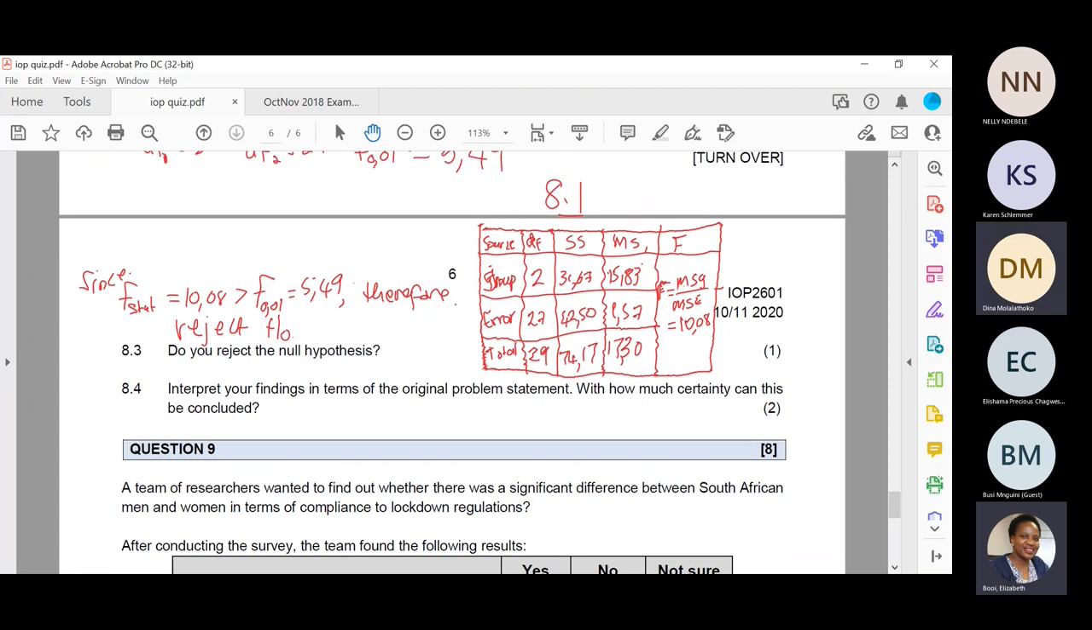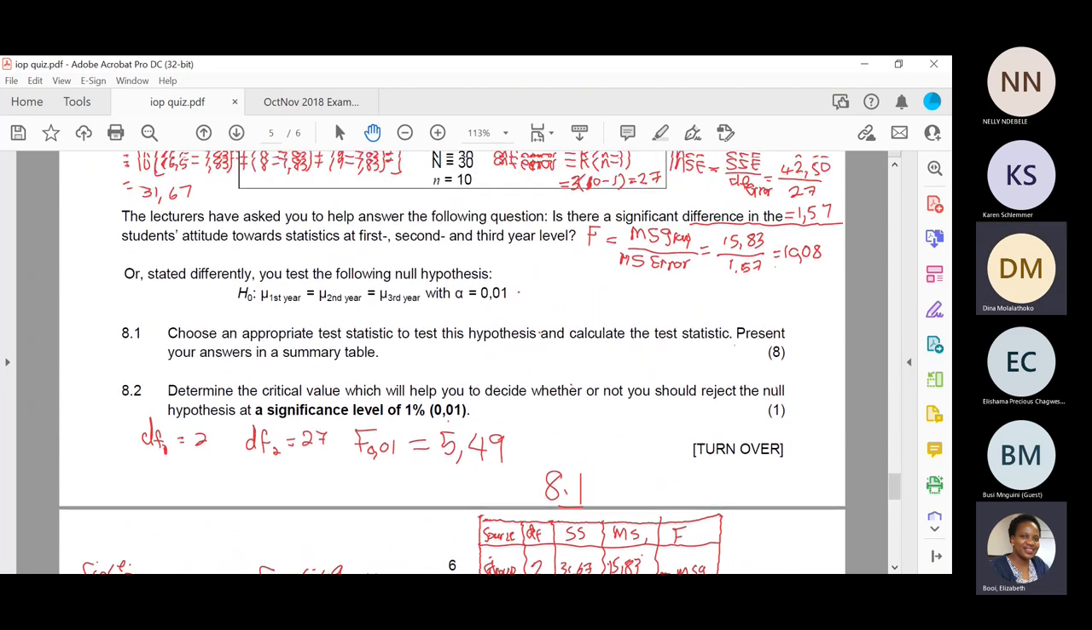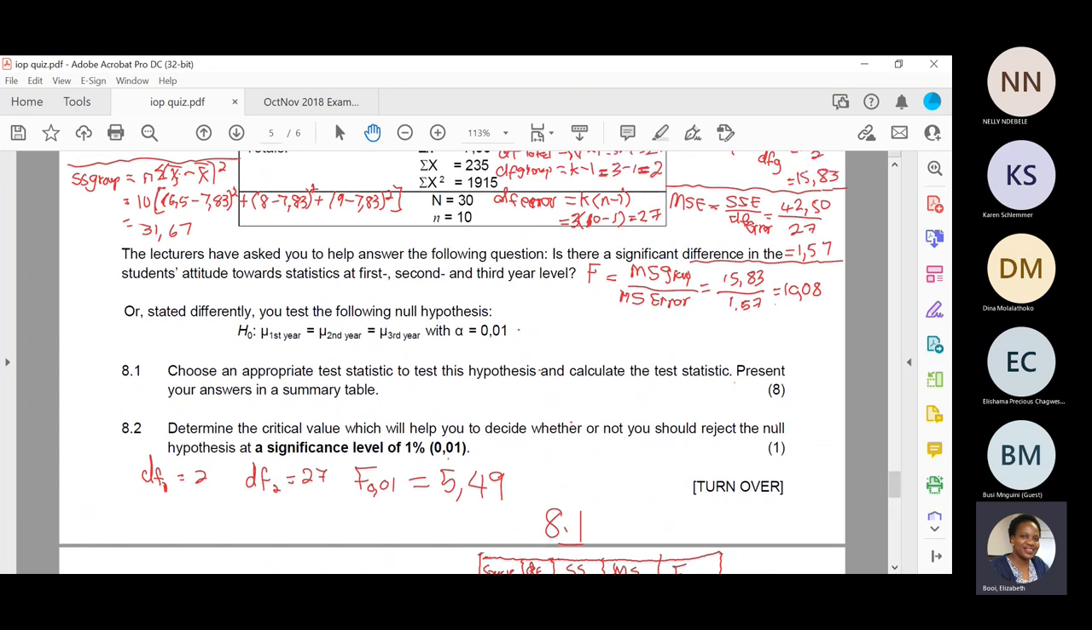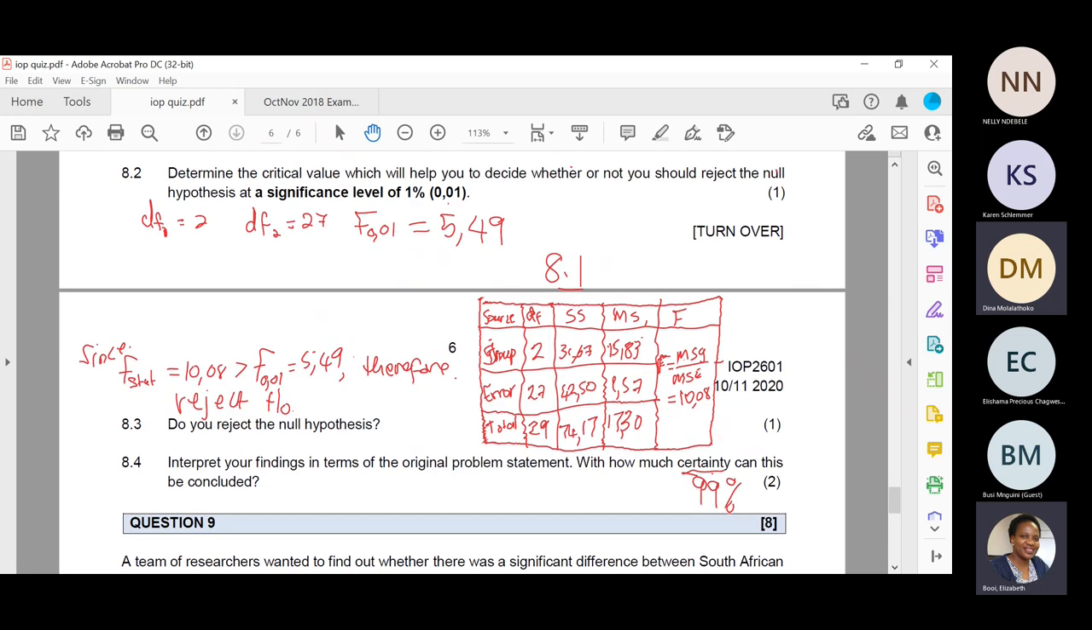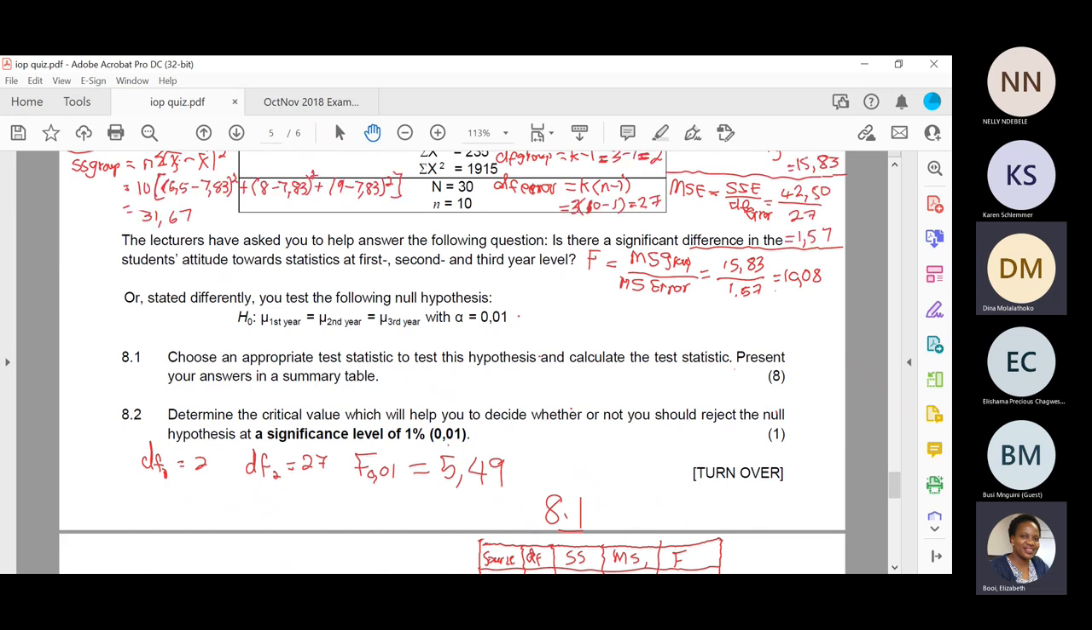8.4, interpret your results. Remember, we interpreted based on the information. Is there a significant difference? Remember, the null said there is no difference. We are rejecting the null hypothesis, therefore it means there is a difference. Same as what we did previously, also remember with certainty, and because it's 0.01, what is our certainty percentage? 99%. We're going to say with 99% certainty, there is a significant difference in the attitude.